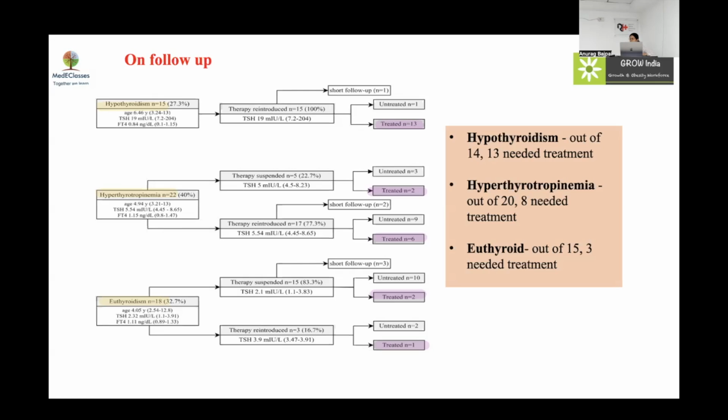So what was the gap after stopping treatment? When did they recheck the thyroid? After 4 weeks. So it may have been a bit early. If they had checked after 6 weeks, maybe many people might have been picked up.